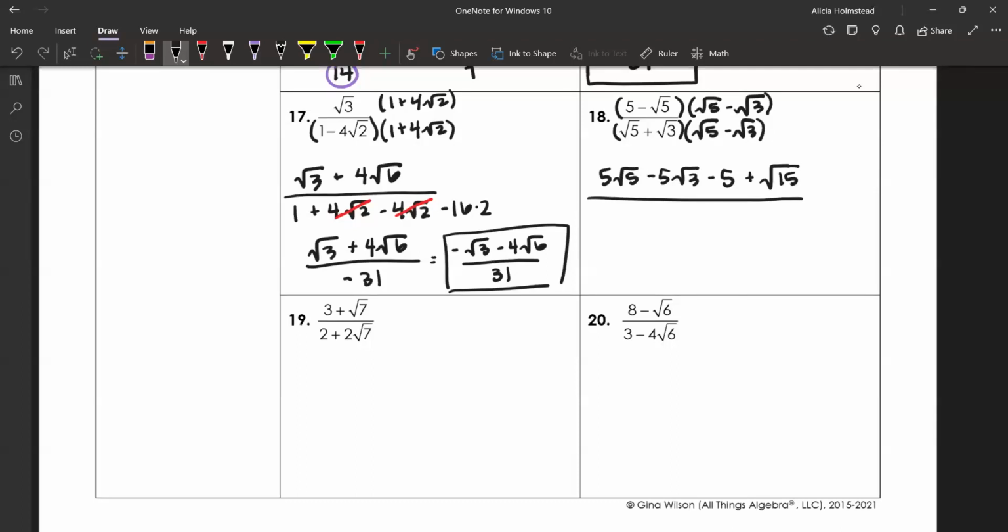On the bottom, we've got square root of 5 times the square root of 5, which is 5. Square root of 5 times the negative square root of 3 is negative square root of 15. Square root of 3 times the square root of 5 is the square root of 15, and then positive square root of 3 times negative square root of 3 is negative 3. As per usual, these are opposite signs. On the top, unfortunately, we can't combine anything, so that's gonna stay just as nasty as it is. And on the bottom, we have 5 minus 3, which is 2.